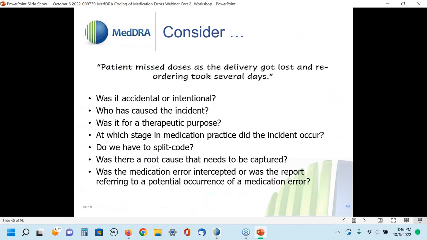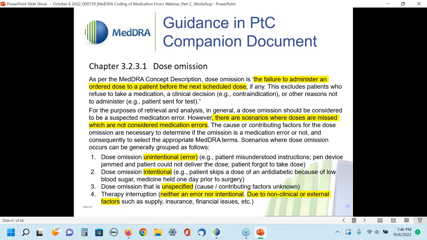So, again, accidental or intentional? Who caused the incident? Was it for a therapeutic purpose? These things are sometimes very difficult when we get a particular case like this, because there are so many unknowns or so many variables here. But let's look at how the PTC companion document helps us.